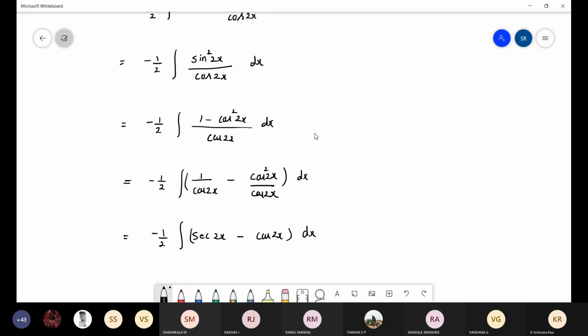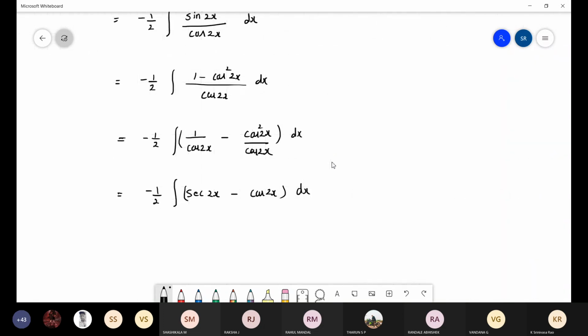So this is the final term we got, and it is ready to integrate. Okay. So in a standard way we have to reduce. This is called simplification using basic formula. Yes, now what is the integration? Anyone? What is the integration of secant x?